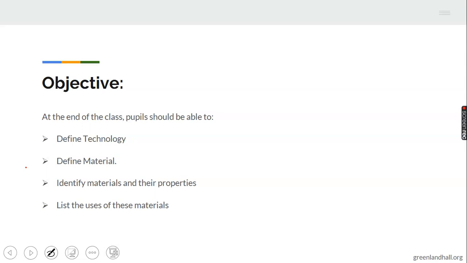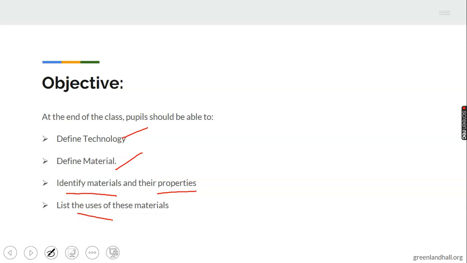Material properties. We want to look at what those material properties are, how do you identify them, and then how do we use them. So in today's class, at the end of the class, you should be able to define technology for me, and then define material as well, and then identify the materials and their properties, and list some uses of these materials. So I want you to please pay close attention.